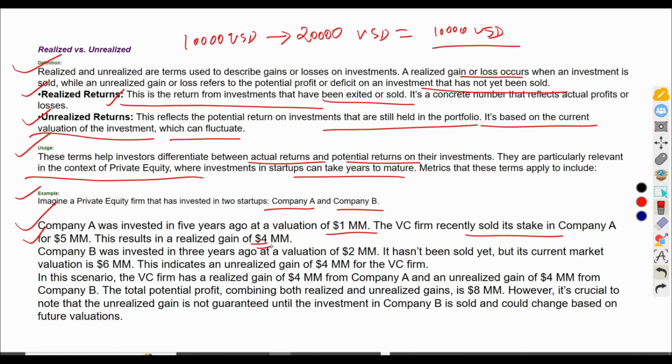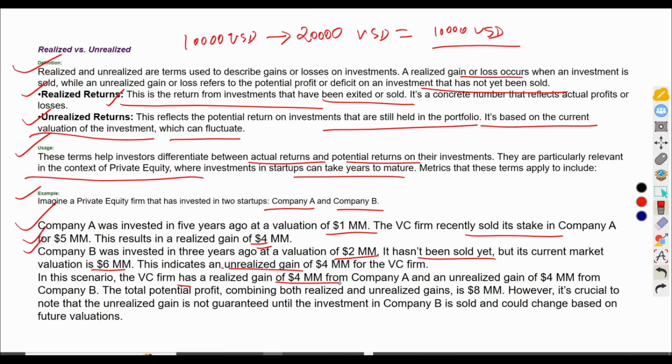And if I talk about company B, it was invested in 3 years ago at a valuation of 2 million, and it hasn't been sold yet, but its current market valuation is 6 million. So this again becomes 4 million, an unrealized gain or potential gain from the investment. In this scenario, the VC firm has a realized gain of 4 million from company A and an unrealized gain of 4 million from company B.